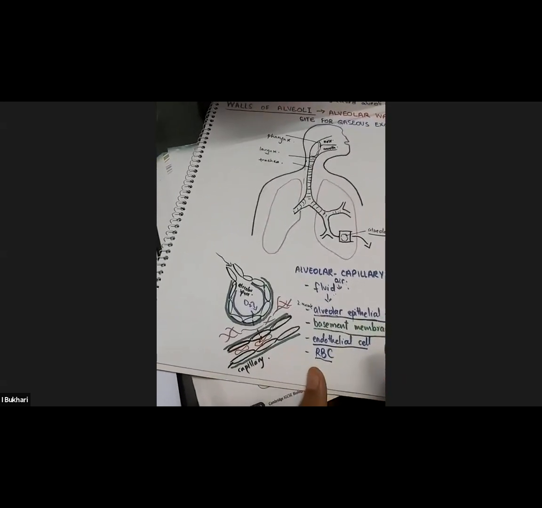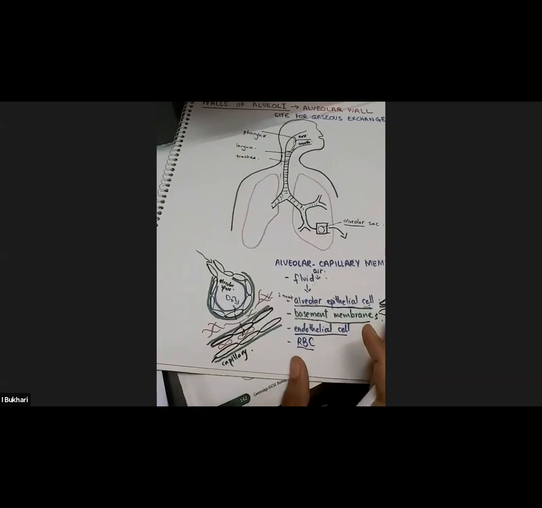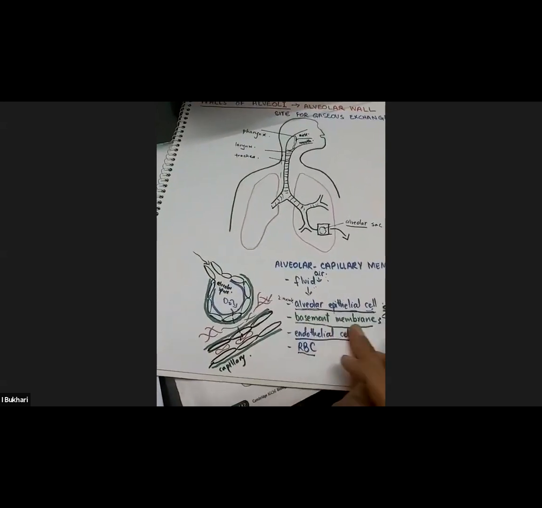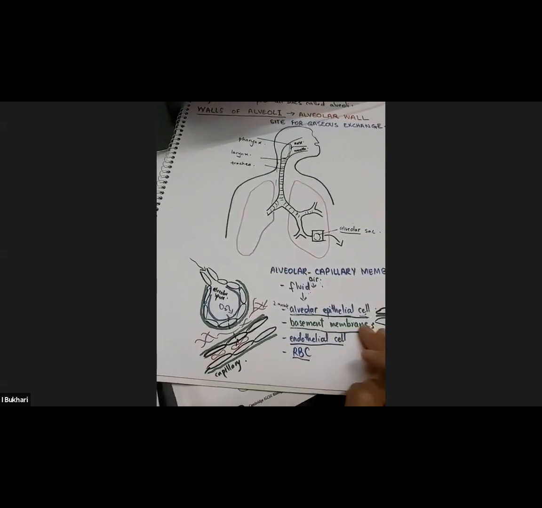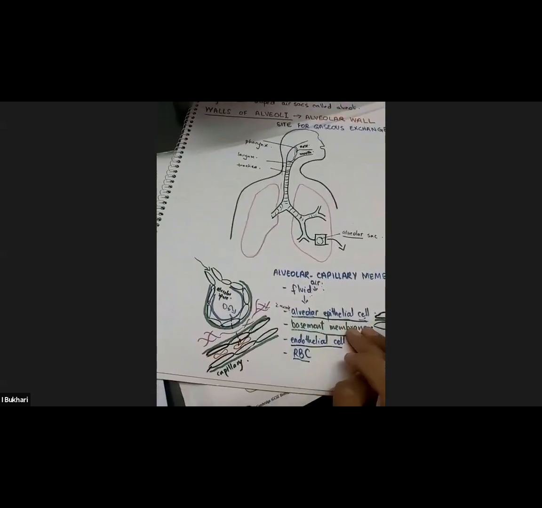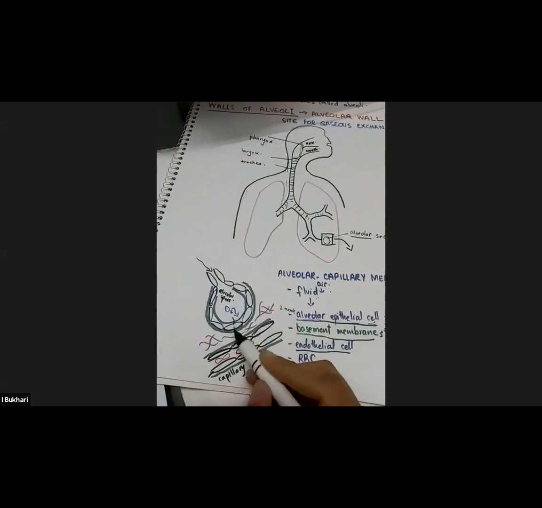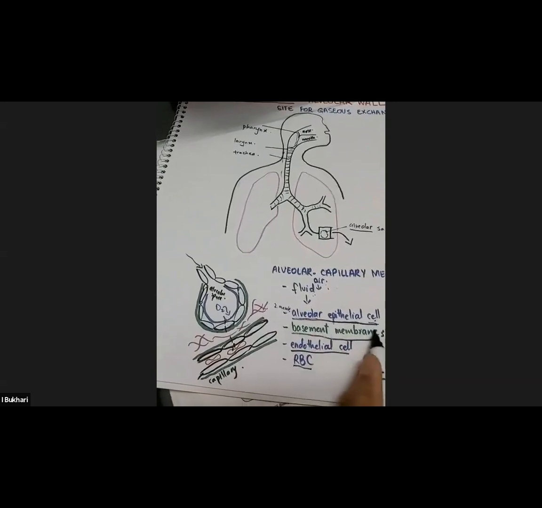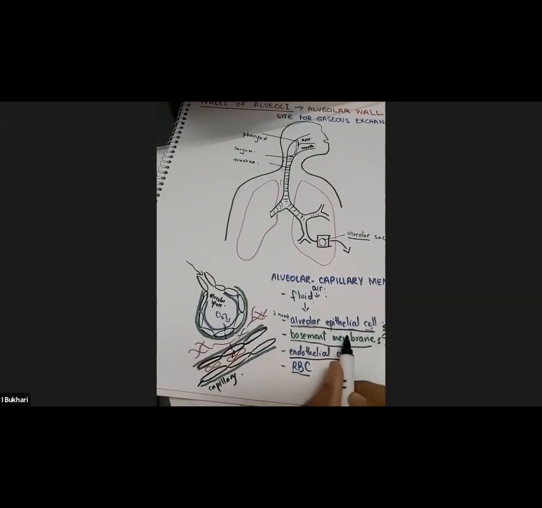Yes, Hala, 5 membranes. Yes, you can say that. We will not count the basement membrane. Don't say that this is a 6th membrane. No, no. This is made up of proteins. This is just a support structure.